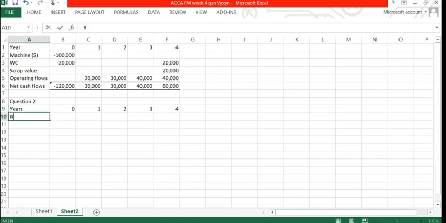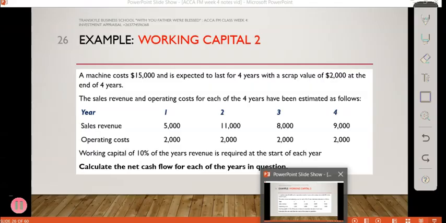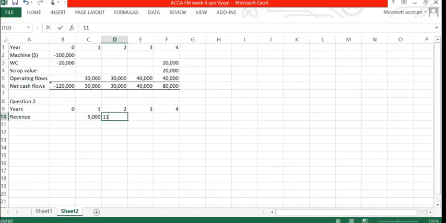Okay, we start with the revenue. We are told that in the first year we are going to have 5,000 revenue. Second year we're going to have 11,000, then 8,000, then 9,000.